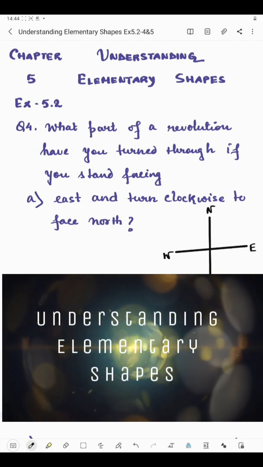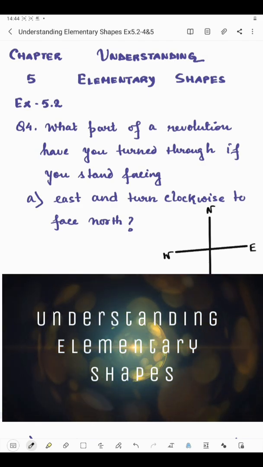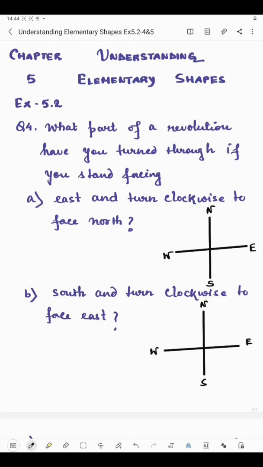Students, now I'm going to start question number 4 of exercise 5.2. Question number 4 says, what part of a revolution have you turned through if you stand facing? In the first part we have east and turn clockwise to face north. Now we have to find what part of a revolution. What part means we will have to write it as a fraction, okay?